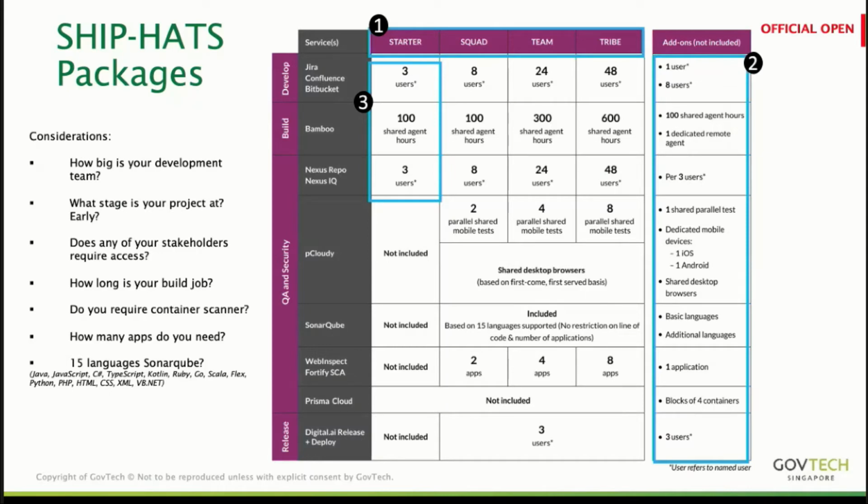Elastic agents refers to the shared agents which are hosted by SHIP, whereas the dedicated remote agents are to be hosted by the agency side and are required to be added on for any subscription. The next question will be, how do you decide when you require a remote agent? This is entirely up to the agency.